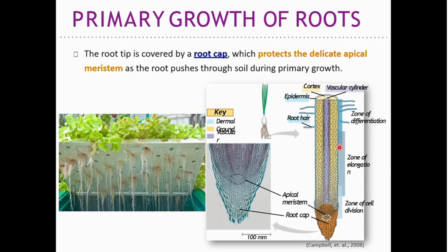So from here to here is the zone of differentiation. And then the middle is the zone of elongation. And at the bottom is the zone of cell division. So most of the cell division happens here, near the apical meristem. The bottom structure shows the root cap, which protects the apical meristem part of the root.